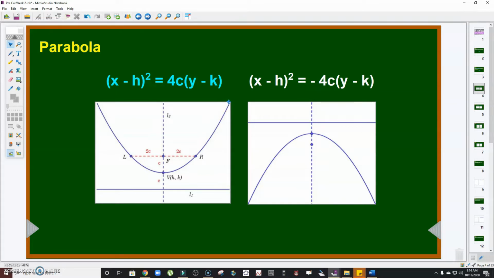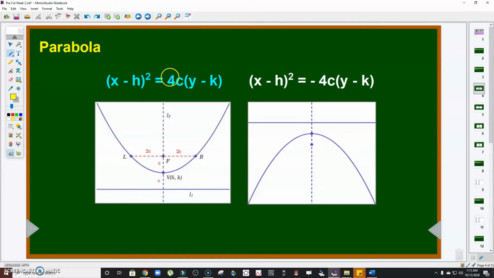First, let's review. A parabola that opens upward has this equation: (x minus h) squared equals 4c times (y minus k). So take note, if the parabola opens upward, the x is squared, and the sign of 4c is positive. In the event that it is negative, that's the time the parabola opens downward. Again, x is squared, however the sign is negative, so the parabola opens downward. So take note of that.